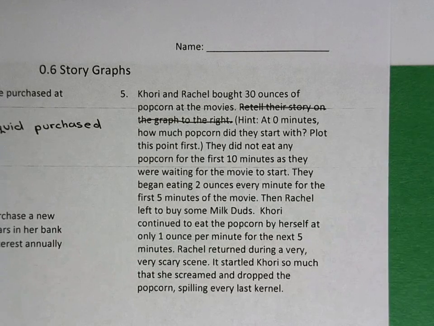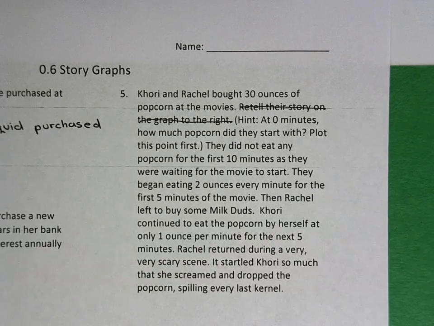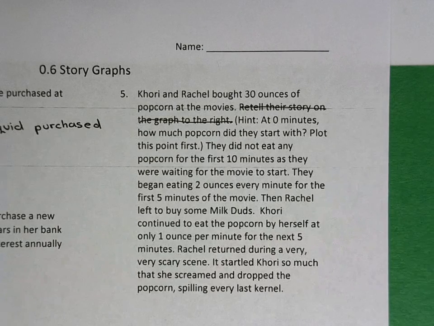Then Rachel left to buy some Milk Duds. Corey continued to eat the popcorn by herself at only 1 ounce per minute for the next 5 minutes. Rachel returned during a very, very scary scene. It startled Corey so much that she screamed and dropped the popcorn, spilling every last kernel.